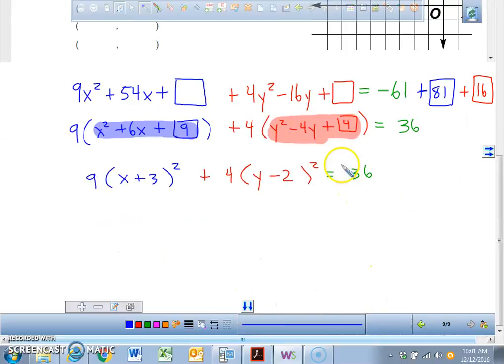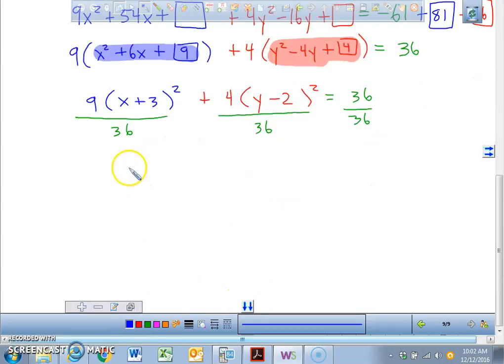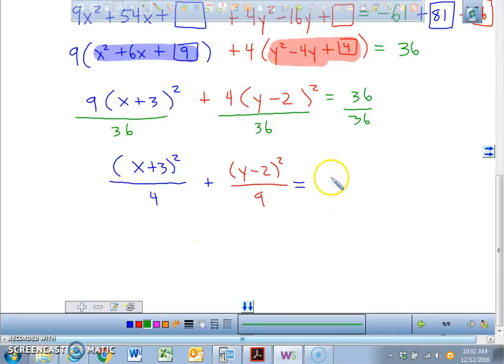Now, in an ellipse, we don't want the right side to equal a 36. We actually want it to equal 1. So we have to divide everything by 36. All right, Ryan, go ahead. Tell me what's going to be in the denominator of 4. Okay. And then you're going to have, is it 8? 9. Oh, 9, yeah. Because 4 goes into 36 9 times. And finally, all of this is equal to a 1.